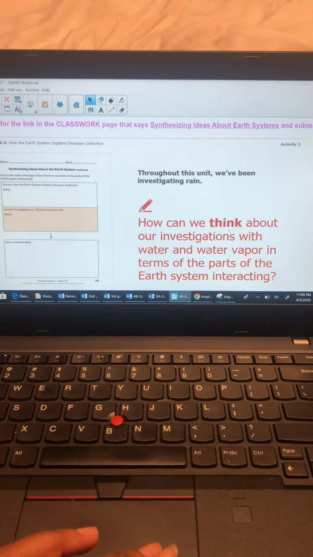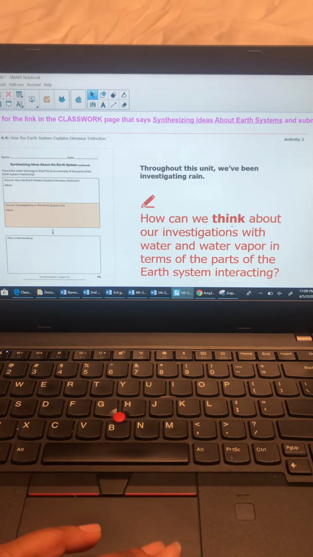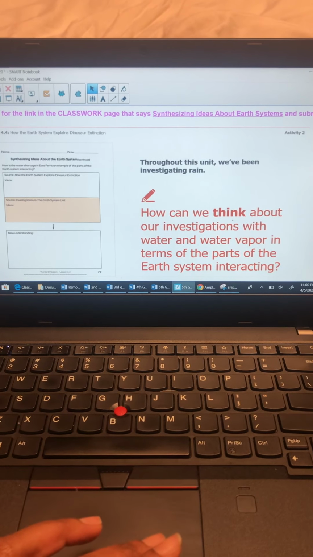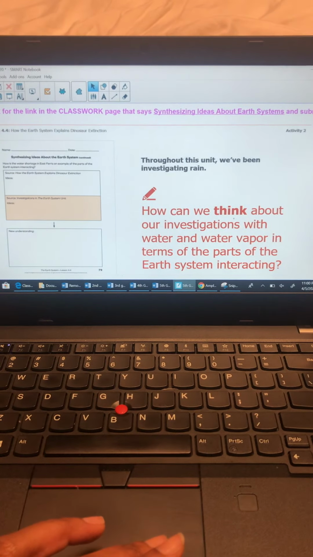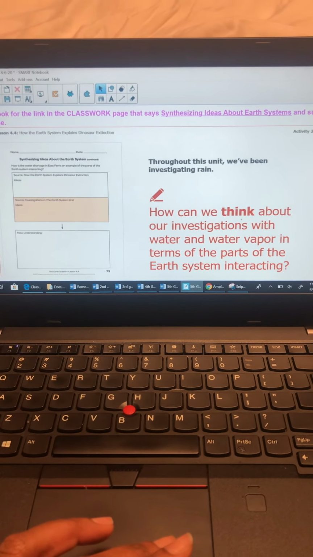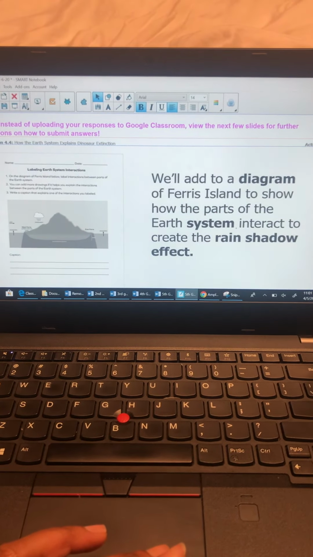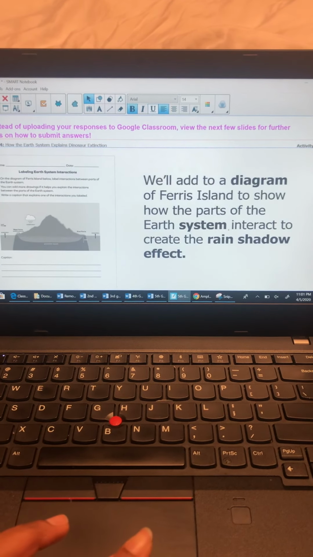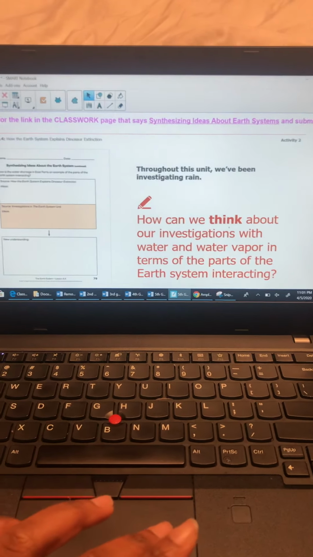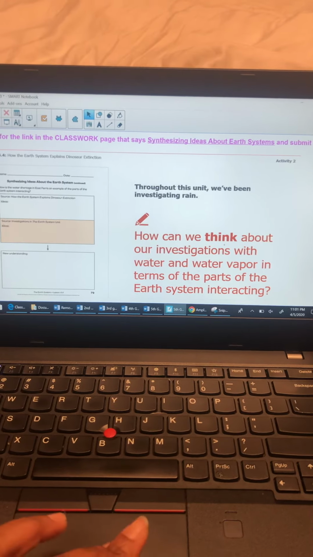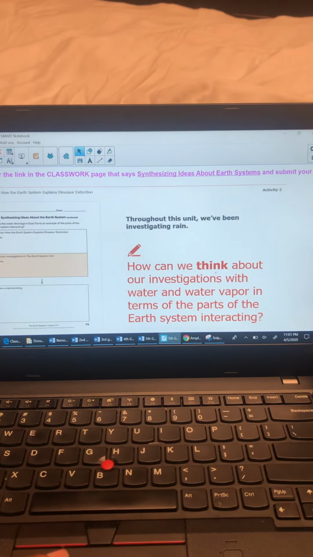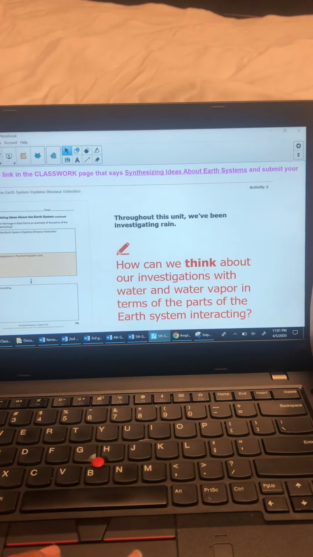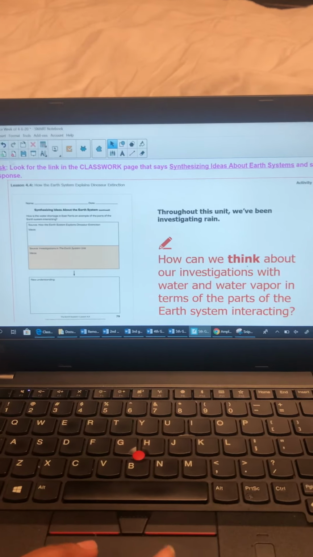Throughout this unit, we've been investigating rain. How can we think about our investigations with water and water vapor in terms of the parts of the Earth system interacting? So what they want you to do on the slide we just looked at is, it says in the task, look for the link in the classwork page that says synthesizing ideas about Earth systems and submit your response.